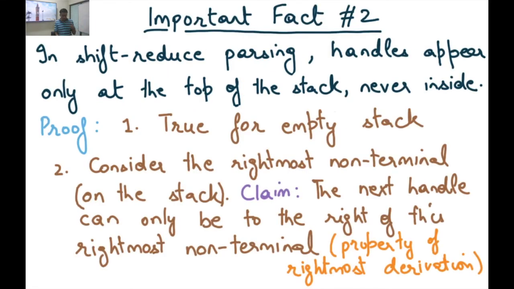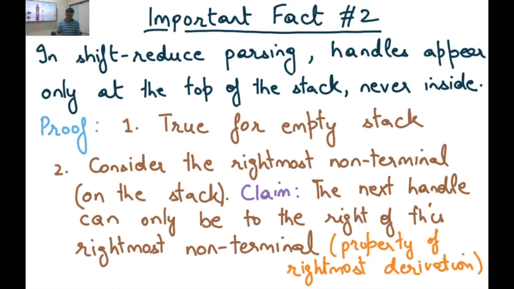But let's look at another important fact that's related to handles. In a shift-reduce parser, handles appear only at the top of the stack, never inside. So assuming that whenever there was a possibility of reduction, I'm reducing by identifying whether it's a handle or not, and I'm only shifting if there was no possibility, if there was no kind of handle reduction that could have led me to the start symbol, then I will always be reducing only at the top of the stack, never inside, right? So handles will be appearing only at the top of the stack and never inside.